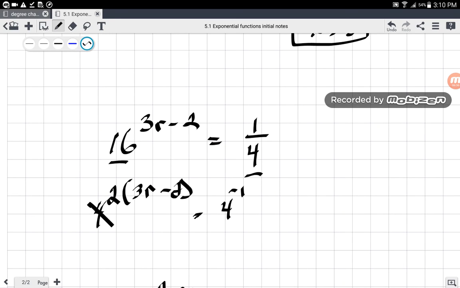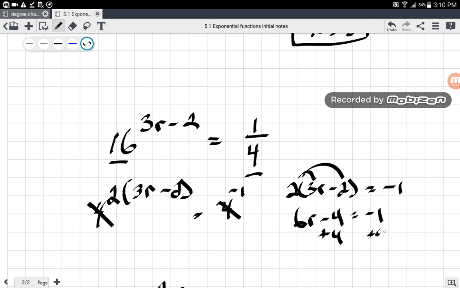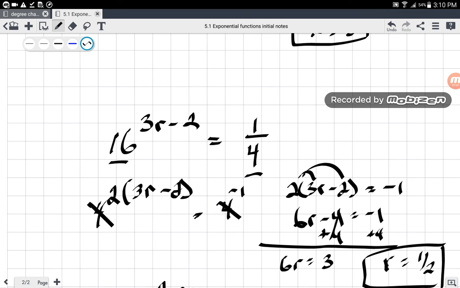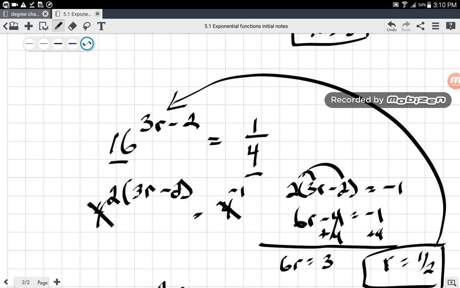So now I have two exponents with the same base. Cross out the base, set the powers equal to each other. 2 times 3r minus 2 equals -1. Distribute. 6r minus 4 equals -1. Add 4 to solve, and then divide by 6. And it looks like r is going to be 1/2. And you can substitute back in here and see if you get the same answer.